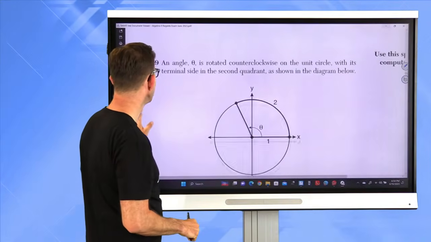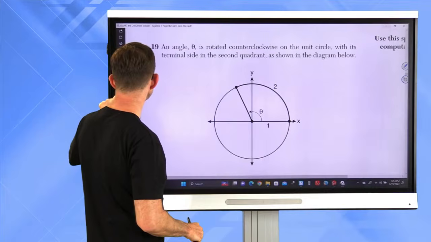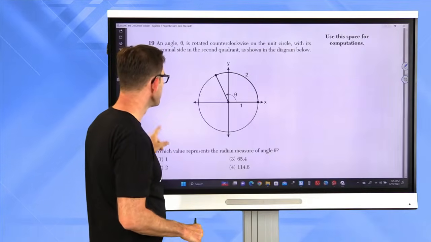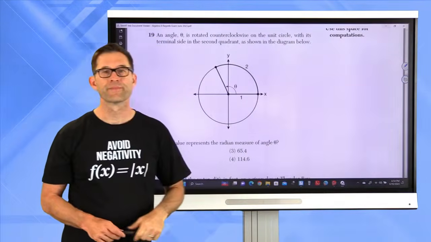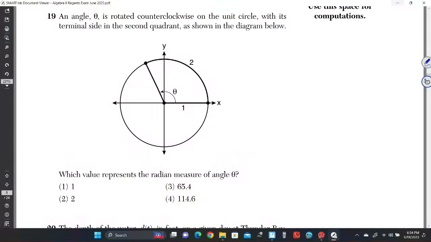Moving on. All right, number 19. I'm going to make this one a little bit smaller so that we can see the whole question. An angle theta is rotated counterclockwise on the unit circle with its terminal side in the second quadrant.